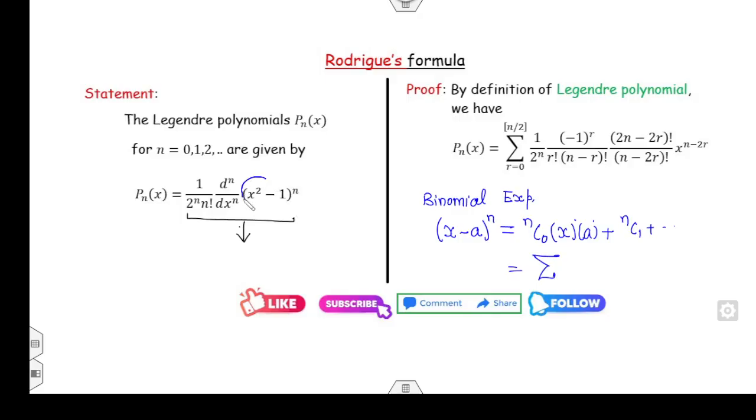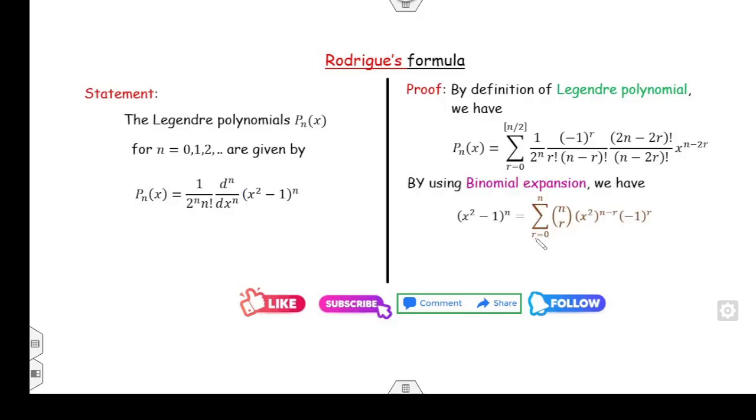So I can write this in summation form. I can write the binomial expansion of (x square minus 1) raised to power n as the summation, r varies from 0 to n, of nCr, minus 1 raised to power r, x raised to power 2n minus 2r. Fine. I can differentiate n times on both sides.